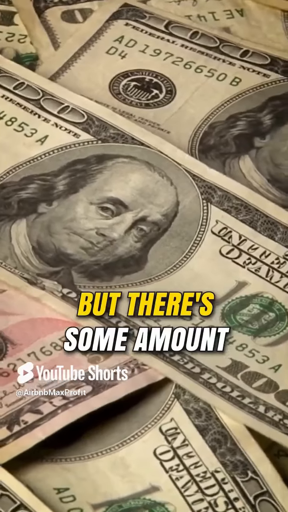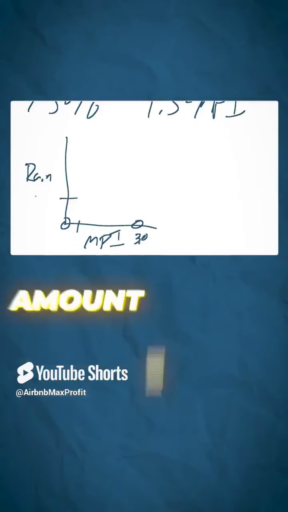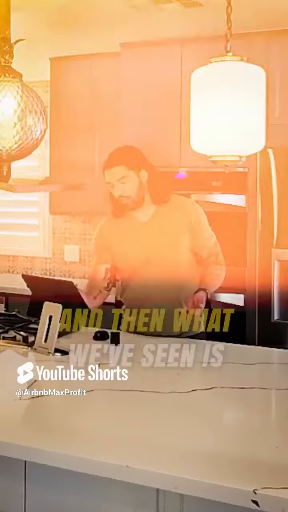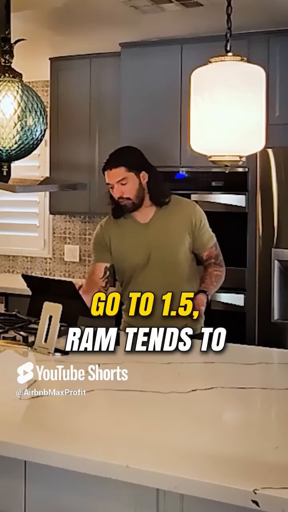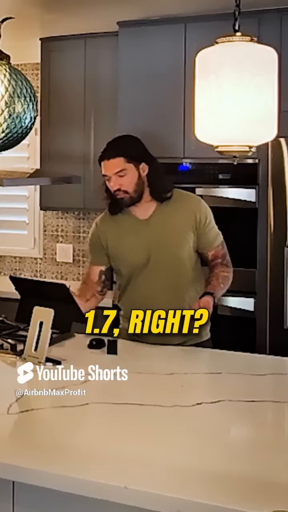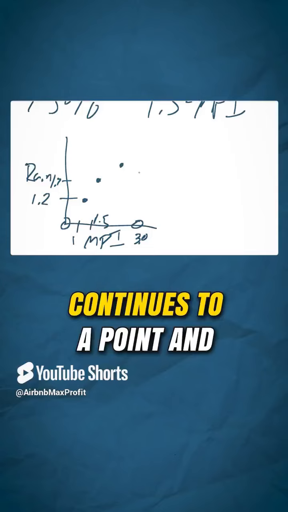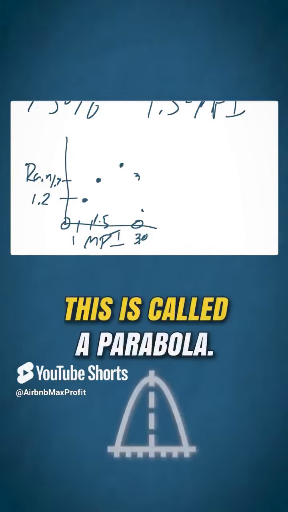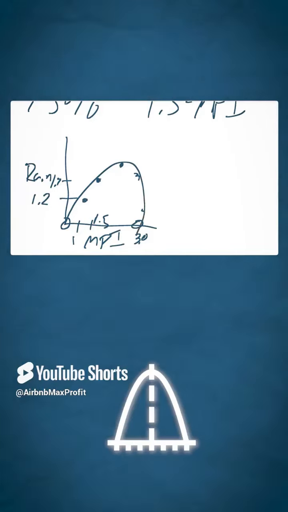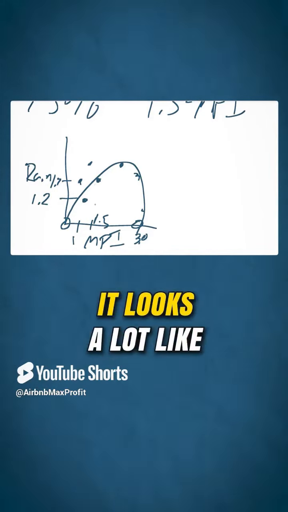But there's some amount of MPI, let's call it 1, that gets you some corresponding amount of RAM, okay? And then what we've seen is that when you tick up, let's go to 1.5, RAM tends to tick up too, 1.7, all right? Let's get over here now. And this continues to a point and then goes back down to zero, all right? This is called a parabola. There it is.